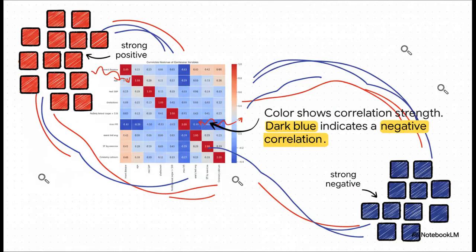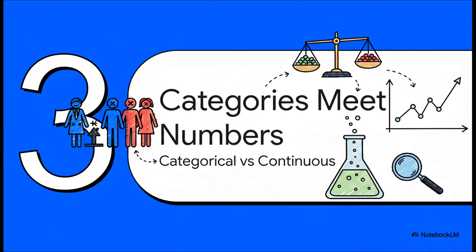Okay, let me walk you through this one because it's super cool. Each little square shows the relationship between two variables. Basically, bright red is a strong positive relationship, and dark blue is a strong negative one. You can literally scan your entire dataset for important insights in just a few seconds by looking for the brightest colors. All right, let's shift gears and look at our next pairing.